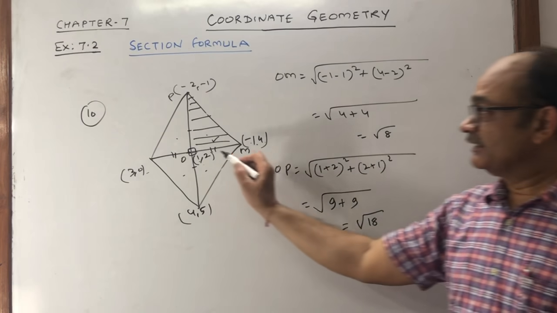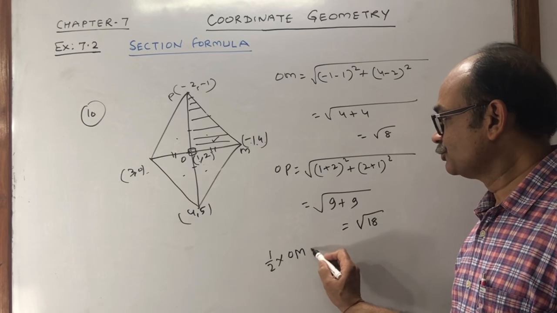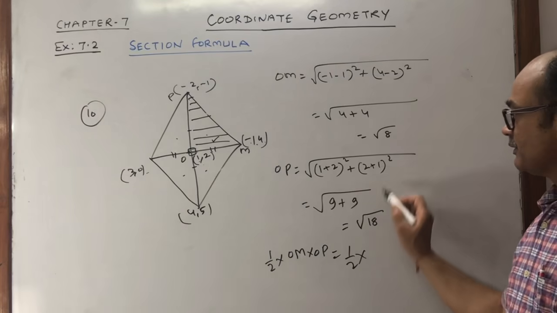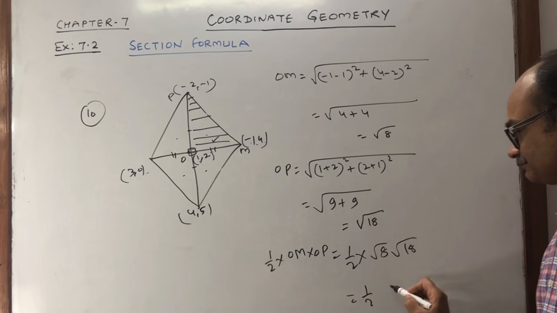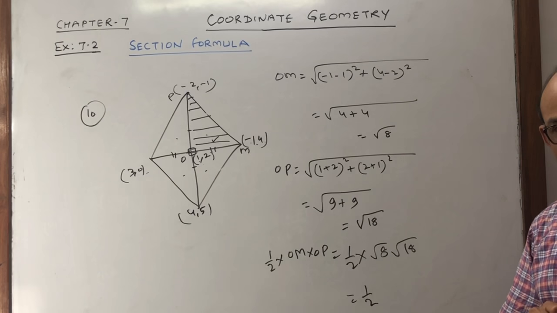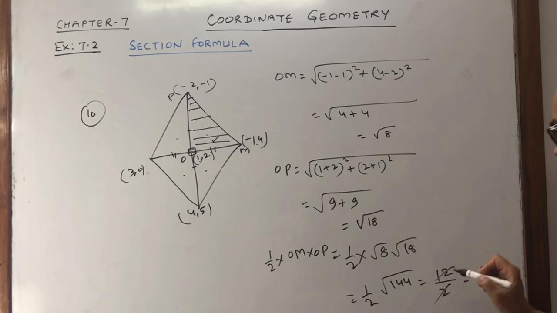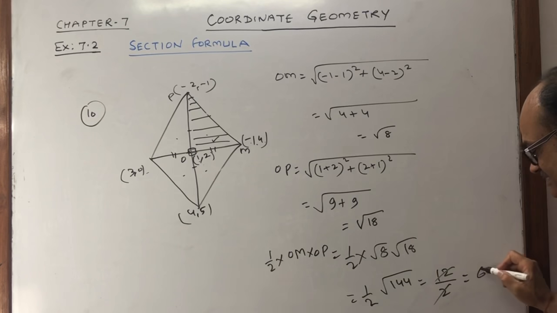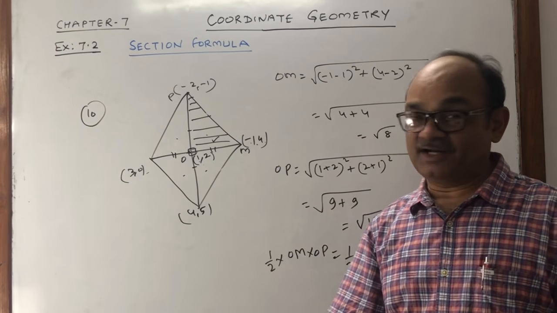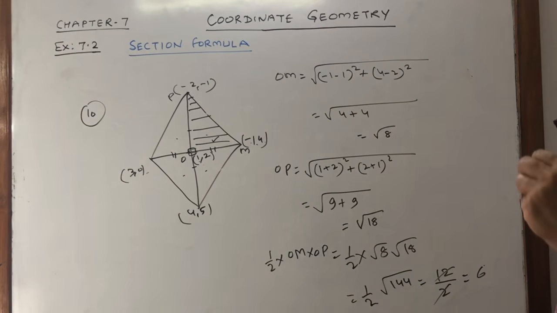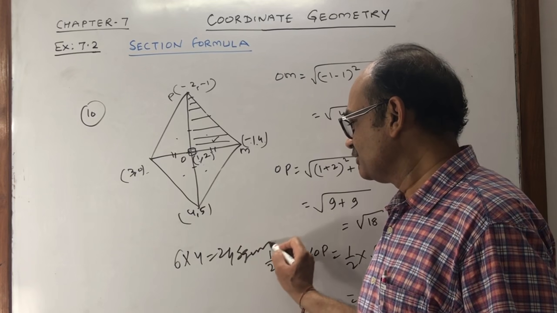Now this angle is 90 degree. Half base into height. Multiply these two. 144. And you know the square root of 144 is nothing but 12. And 12 by 2, 6. 6 is the answer of this one block, one triangle. And how many congruent triangles do we have? 4. That's why the complete area is nothing but 24 square units.